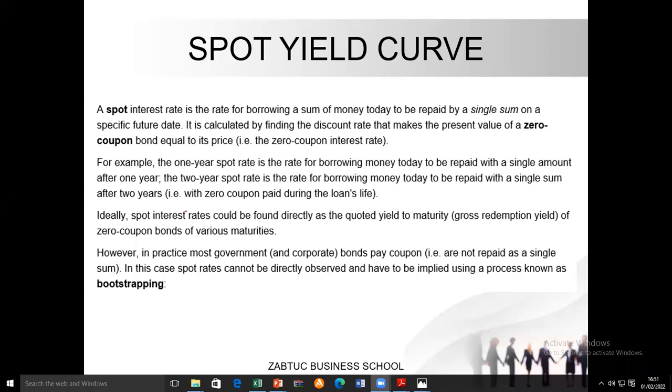Getting closer to your exam question. In your exam question, they have introduced the concept of a spot yield. So that's the concept that we want to learn about. The concept is called a spot yield curve. What do we mean by the spot yield curve? What is a spot yield curve? And how does the concept of the spot yield curve work?